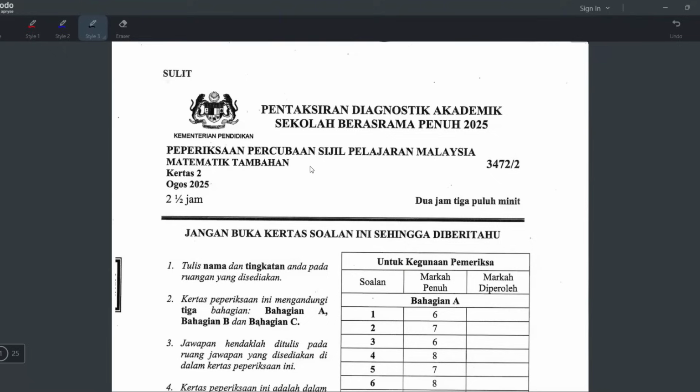Okay, this video I'm doing the Addmaths paper. This is the SBP trial 2025, and this is the paper 2. I already did the paper 1, so in this video I'll do the paper 2 lah.